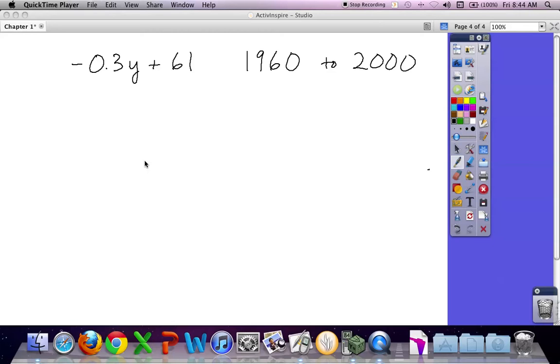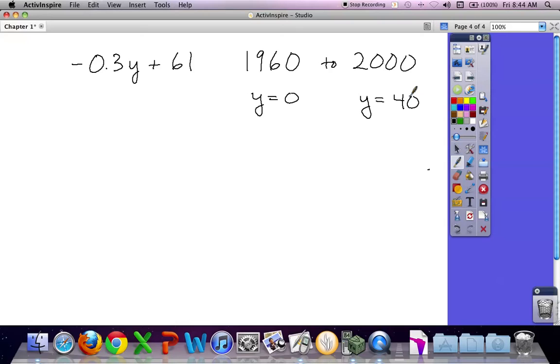When they say that Y represents the number of years since 1960, that is very common in word problems, and we'll see that throughout the course. You may see it in other classes. The years since 1960 in 1960 is 0. The years since 1960 in 2000 is 40, right? That's just 2000 minus 1960.